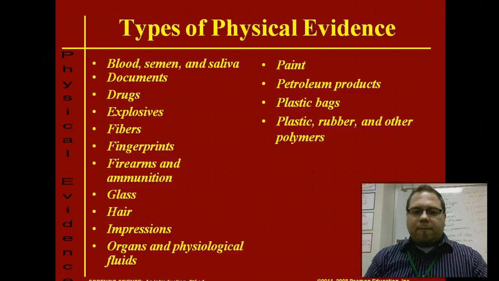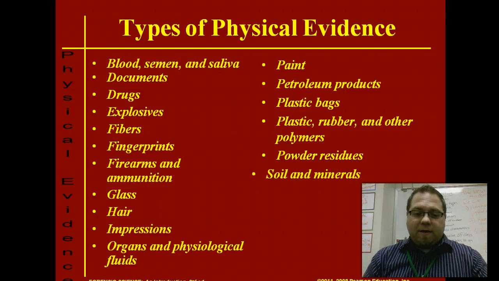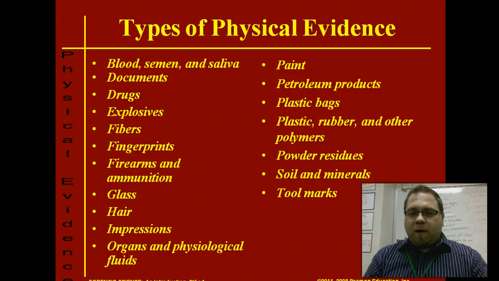Plastic, rubber, other polymers. This is also just trace evidence that you can see. Powder residues. We talked about that with our crime scene that we did in the back lab. Sorry, I'm trying to fly through these. Soil and minerals. This can put a person at a scene. You find a particular type of soil on someone's shoe that matches where a crime took place. That's really big evidence.